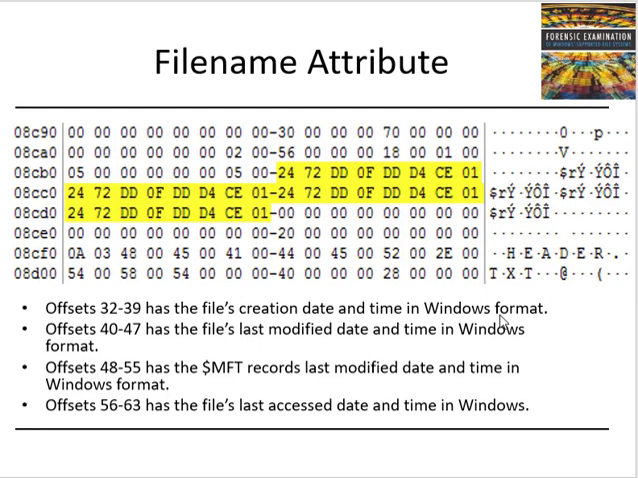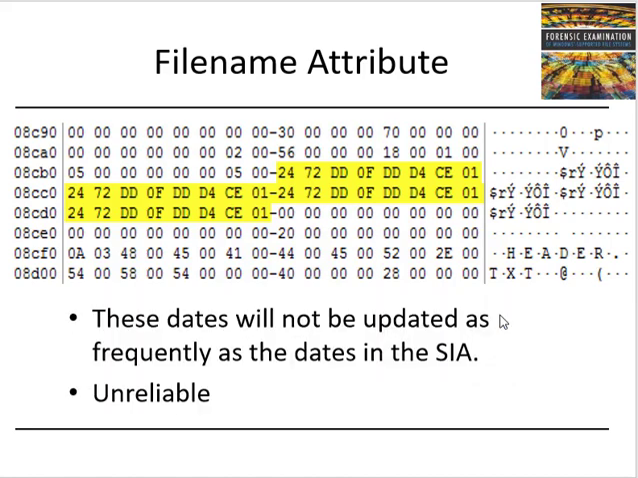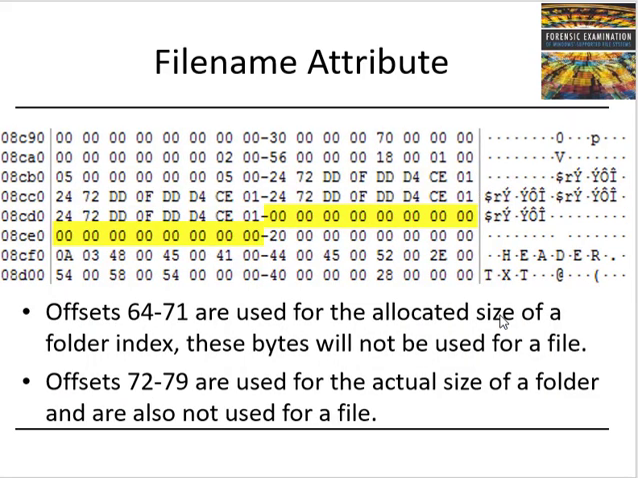So there we have our 4 dates and times: created, modified, MFT last written, and last accessed. But again, we're not going to rely on these dates and times because they don't get updated regularly. Allocated size, this is a folder. This is a text file, so it's not a folder, so we're not going to have anything in these bytes.